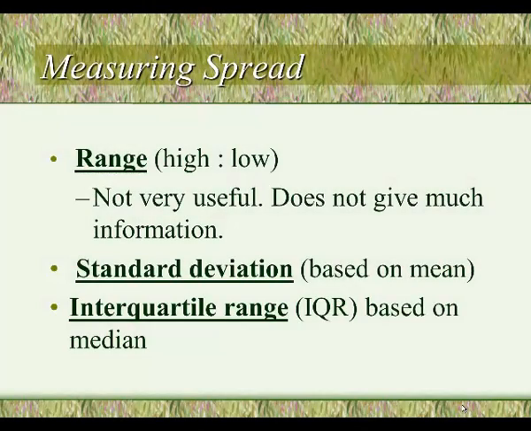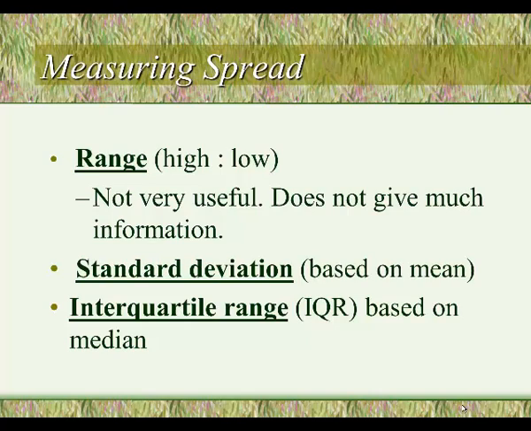So then, as a basic introduction to the idea of spread, we have three main calculations we can make. We can look at the range, that is the high to low values. It's not terribly useful. It doesn't give us a lot of information, so we don't spend a lot of time talking about the range. The most useful for us is the standard deviation. Standard deviation is a calculation you've probably made before, seen before. We'll be spending quite a bit of time with it this semester.